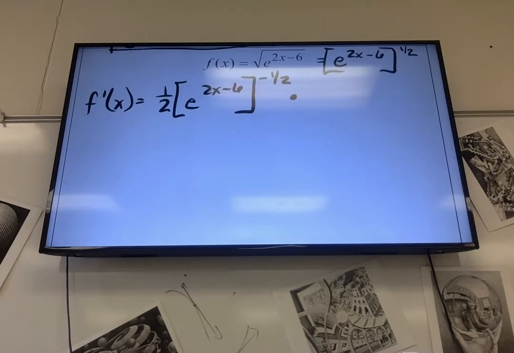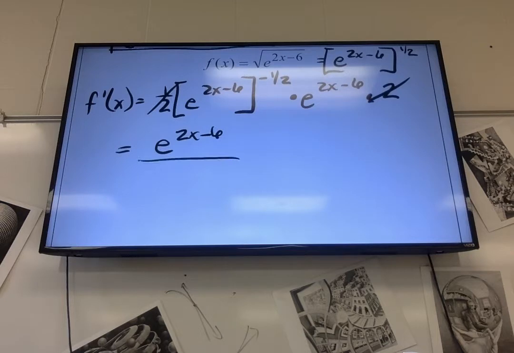So the derivative of e to the 2x minus 6 is e to the 2x minus 6 times the derivative of 2x minus 6, which is 2. So 2 and 1/2 will cancel out 1, because it's times, so I don't have to write 1. And I have e to the 2x minus 6, and on bottom, I have the square root of e to the 2x minus 6. Is that the answer?